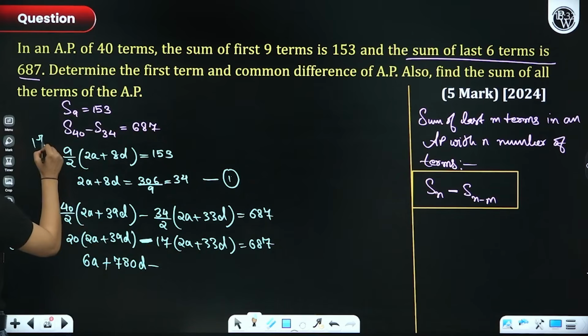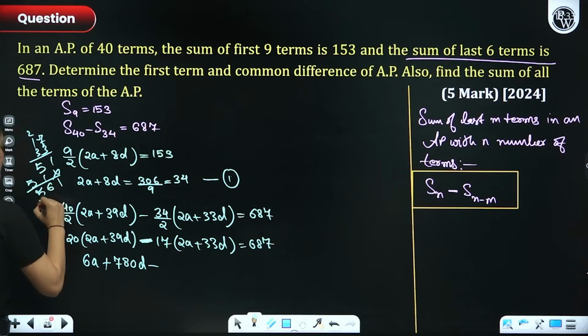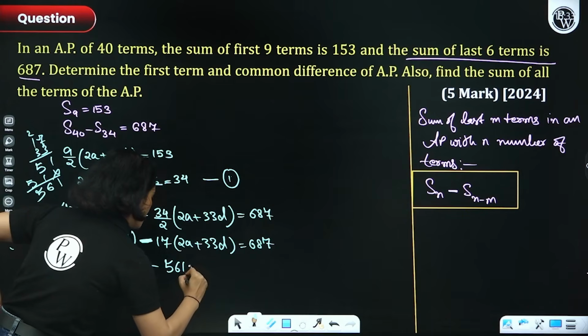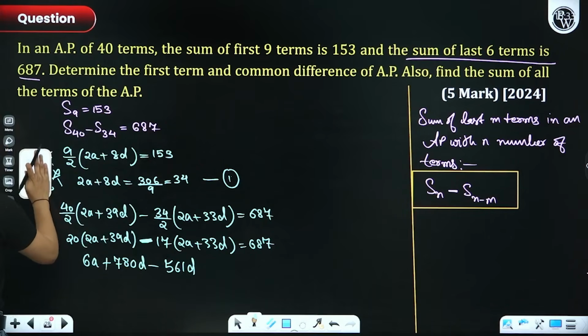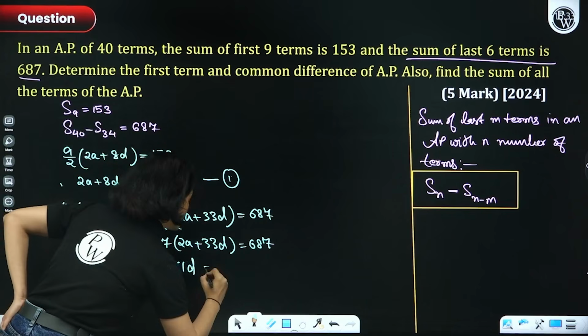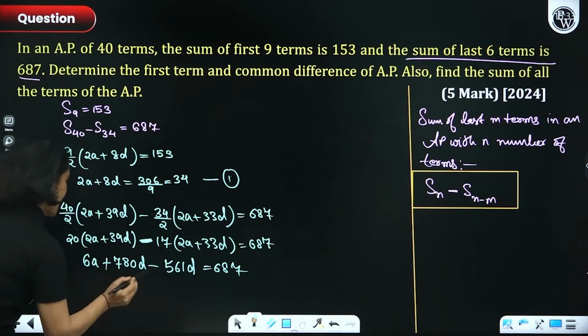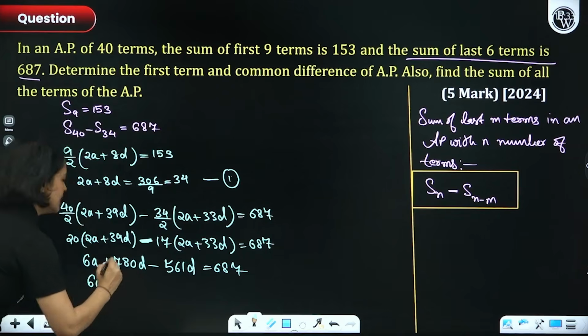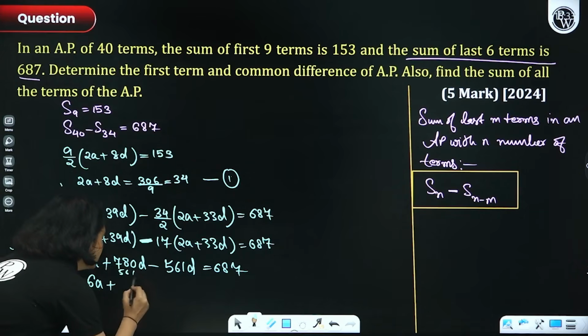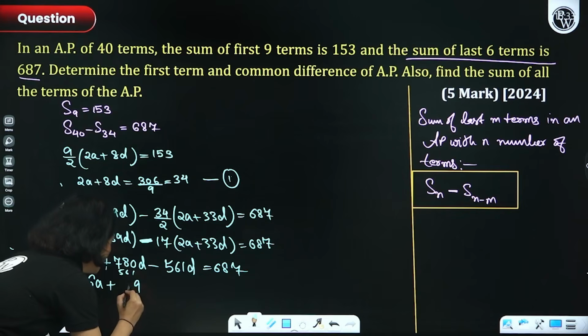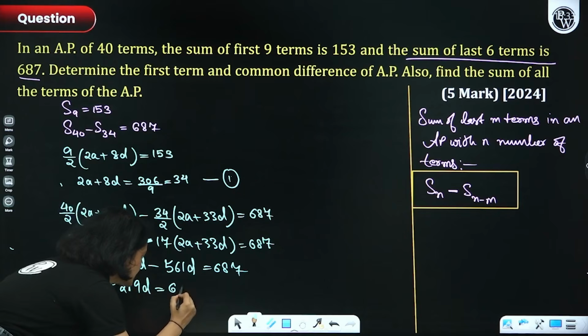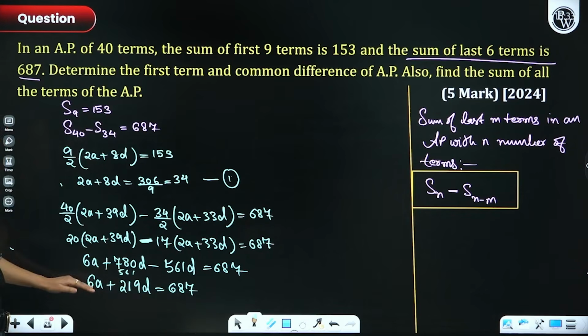And here what I'll get, 17 into 33. So 17 into 33, everyone, let's do it quickly. 3 times 17 is 51, and again 51. So we'll get 561D, minus 561D, is equal to 687. Okay, we have a lot of calculation here. So 6A plus, now let's just subtract this, everyone. So what I'll get? 780 minus 561 is 219D is equal to 687. This is what we get. 6A plus 219D is equal to 687.